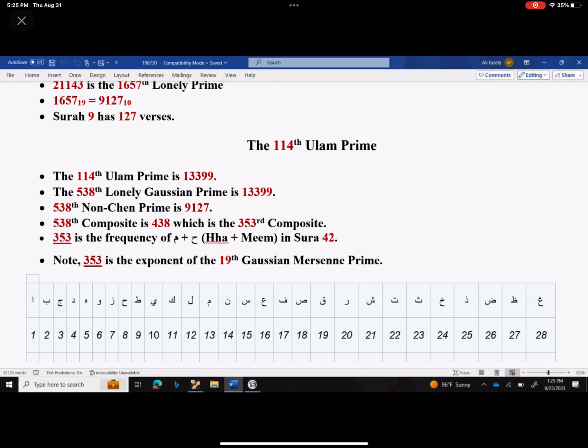Okay. The 538th composite is 438. And that happens to be the 353rd composite, but 353 is the frequency of ha plus meem in Surah 42. It also happens, and I talked about this before, that 353 is the exponent of the 19th Gaussian Mersenne prime.